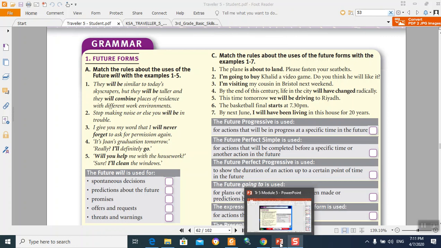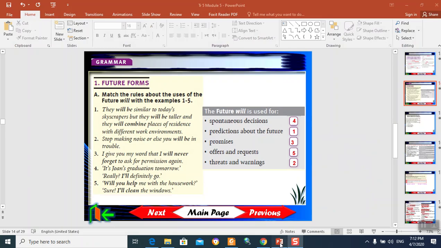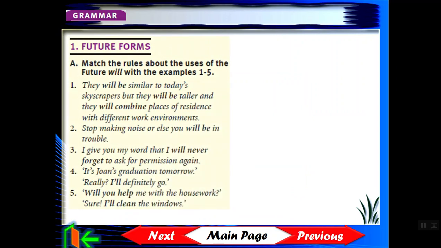Our English lesson today is grammar, unit 5, and we are going to learn about future forms. Please, you need your student's book, page 61. Okay, let's start. You're going to learn about future forms. We are going to start with future simple.